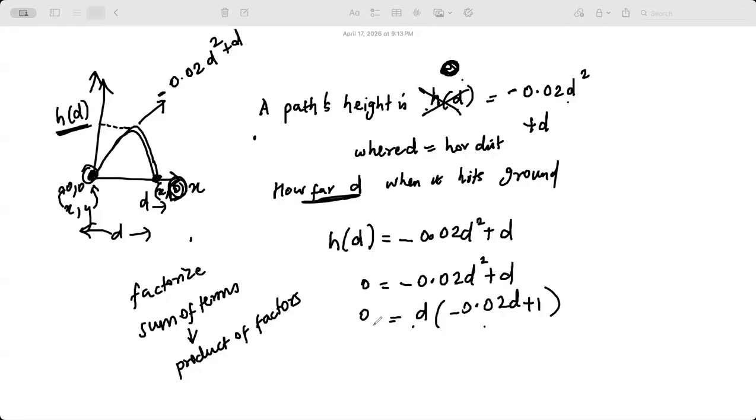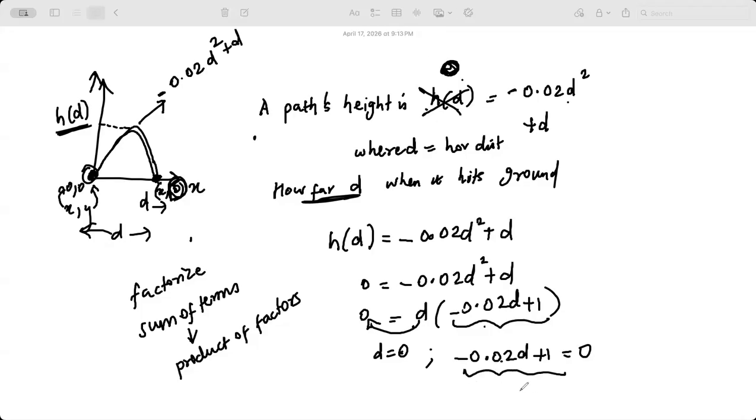When you multiply two numbers to get 0, either this number has to be 0, right? Or this entire thing has to be 0. Then only the product will be 0. You got it? Either this is 0 or this is 0, right?